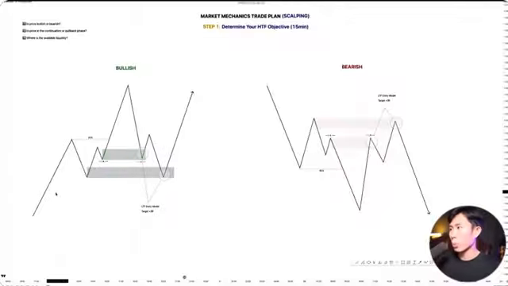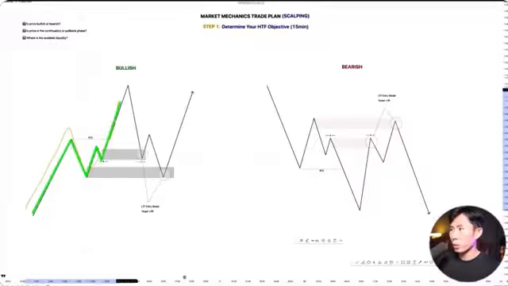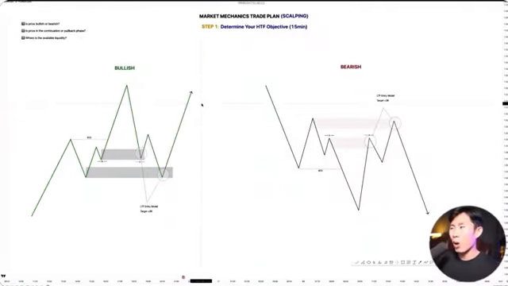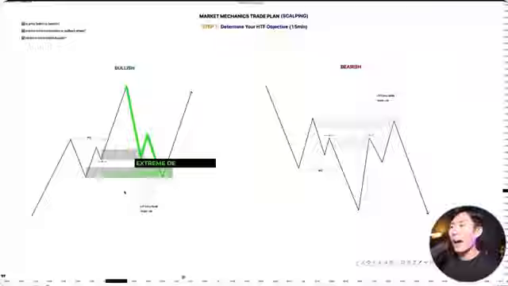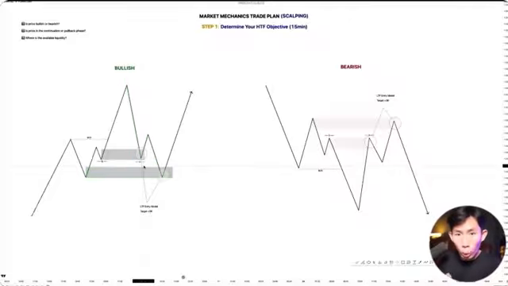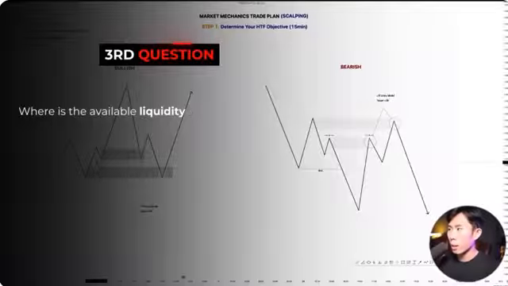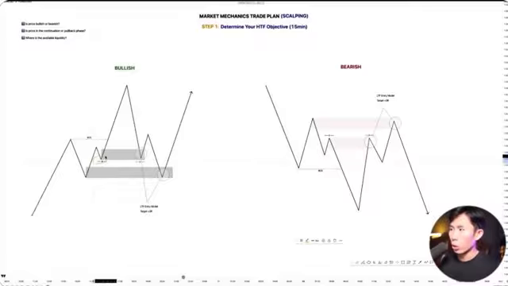Sometimes what could potentially happen is that price could just come into this near zone and then just start going up. But I'll say 8 out of 10 times that doesn't actually happen. Price usually comes down to the extreme zone. Why? Because it needs some form of liquidity before the real move can actually happen. And right now, where is the available liquidity? Your third question. If I look towards the left-hand side, I will know that there is available liquidity below this swing low right here. So that was your inducement.